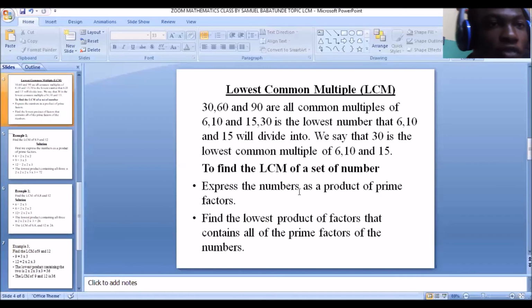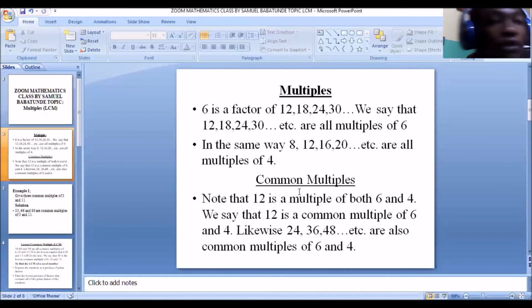Now, before we go, we'll do a brief recap. We'll talk about multiples, where we say a multiple of a number simply refers to the number that is gotten from the multiplication of a number by other numbers. Take for instance, 6 times 1, we have 6. 6 times 2, we have 12. 6 times 3, we have 18. 6 times 4, we have 24. 6 times 5, we have 30. Now we say these 12, 18, 24, and 30 are multiples of 6.